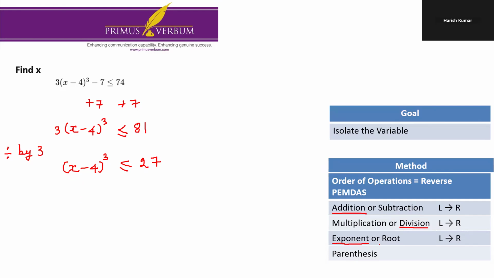We can either do the exponent or the root operation. Here, x minus 4 is raised to the third power. So to get rid of the third power, we will take the cube root. Okay, so we will take the cube root of (x minus 4) whole cubed, which means I will also have to take the cube root of 27.